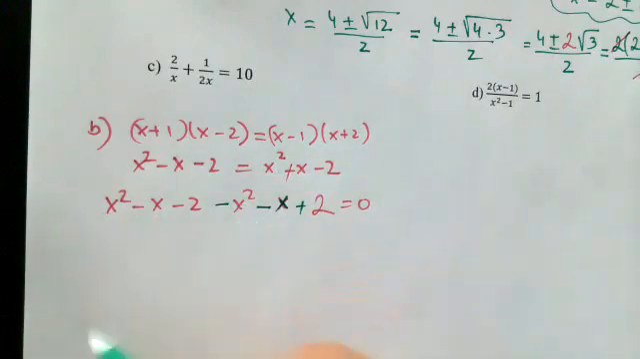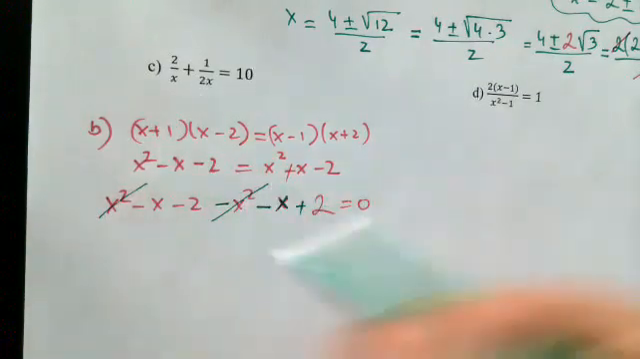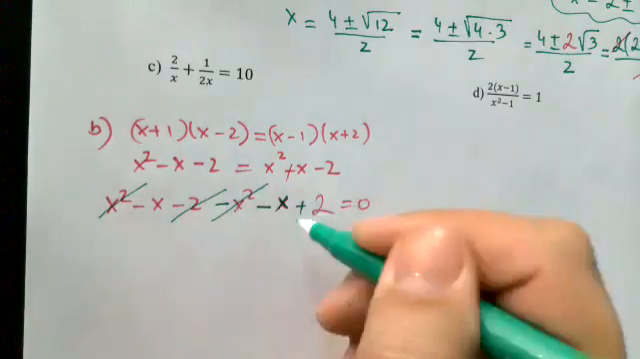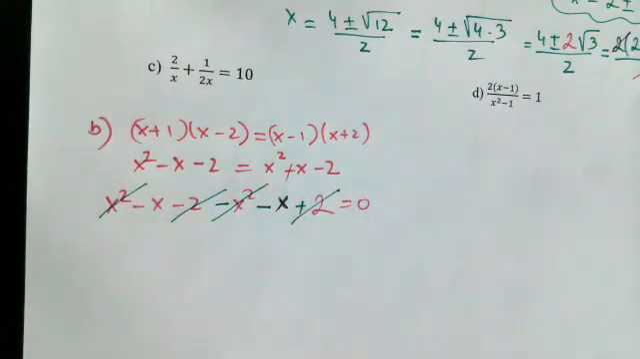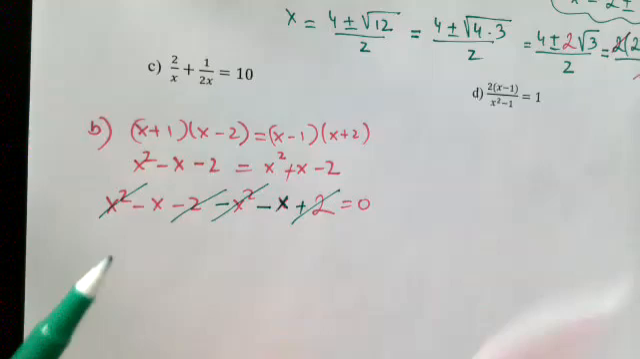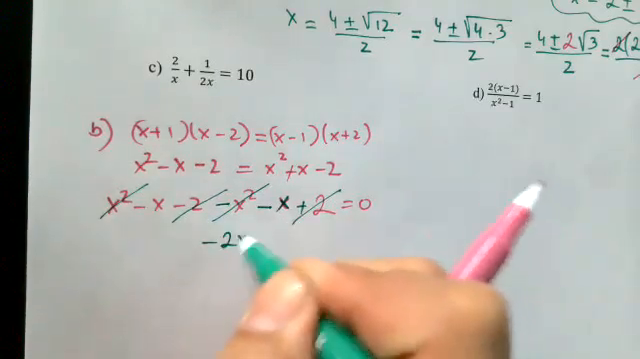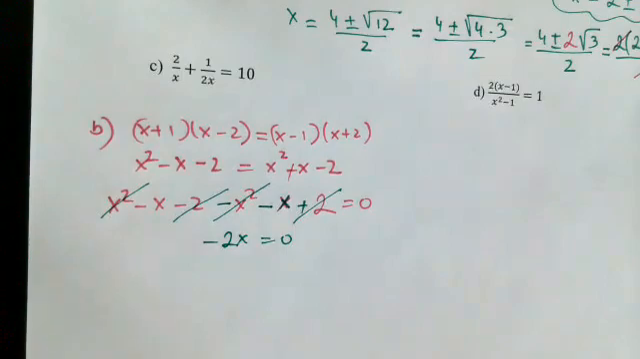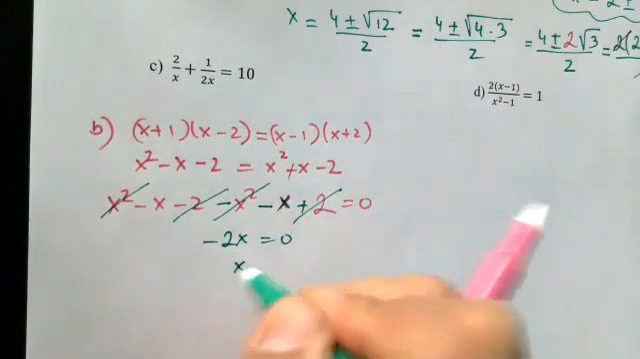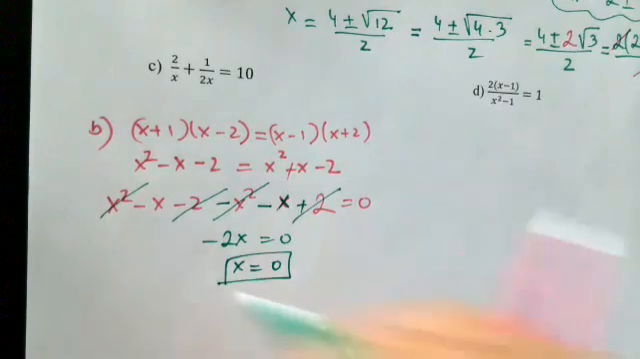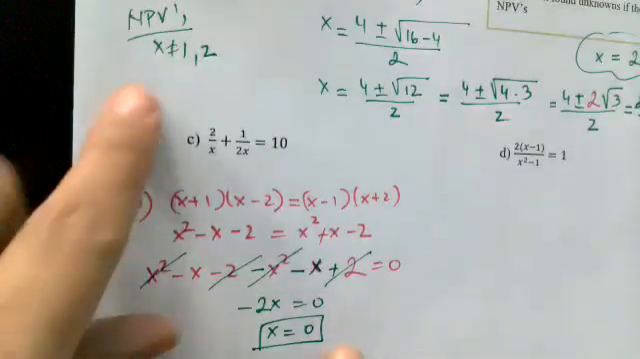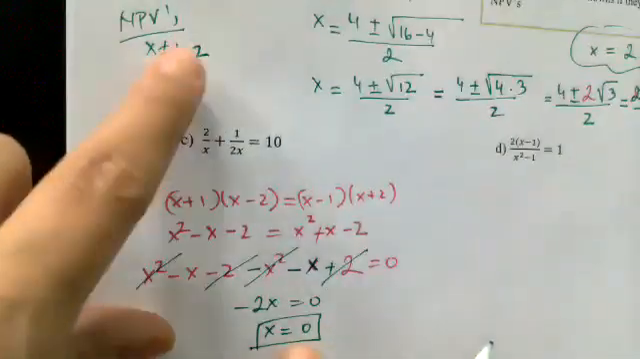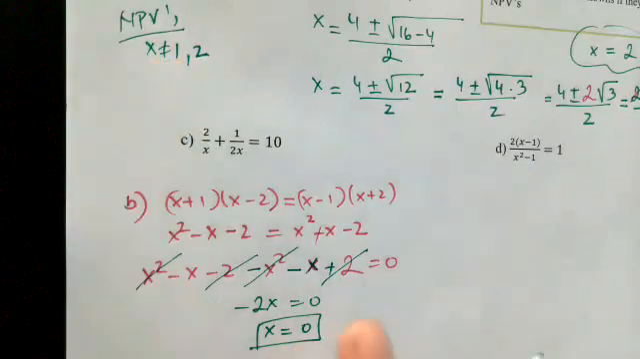x squared minus x squared, gone. Negative 2 plus 2, gone. So we have negative 2x equals 0. x equals what? 0. Make sure you double check with your NPVs. None of our NPVs were 0. So that's the solution of our rational equation.